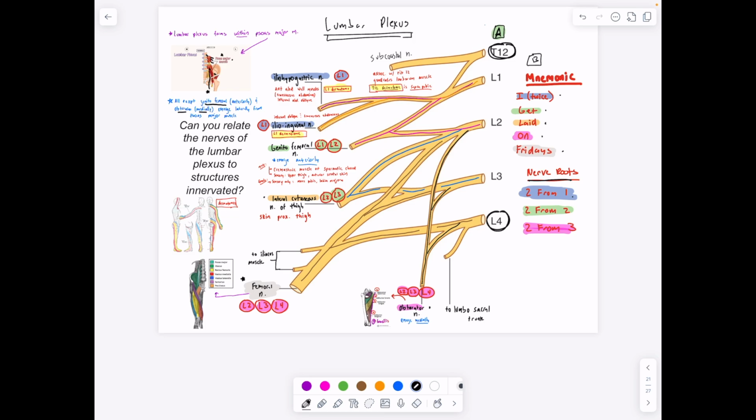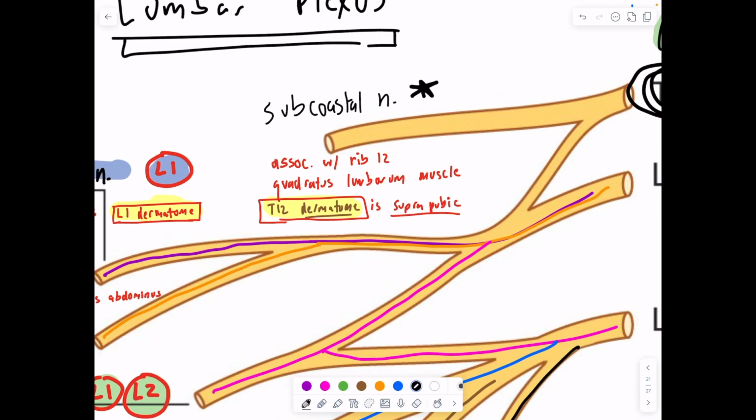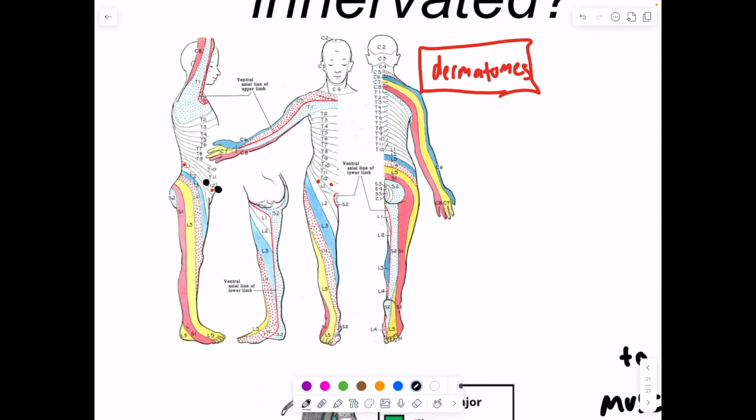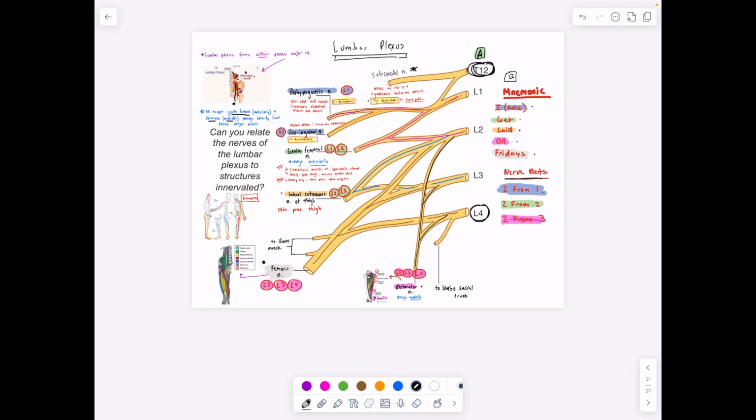Before we start the mnemonic, for TV12 we have the subcostal nerve. The subcostal nerve is associated with rib 12, and it innervates the quadratus lumborum muscle, and then gives us the T12 dermatome, which is suprapubic, which we can see here, T12. So the subcostal nerve, suprapubic, above the pubic region. This is one of the nerves that innervates the quadratus lumborum.